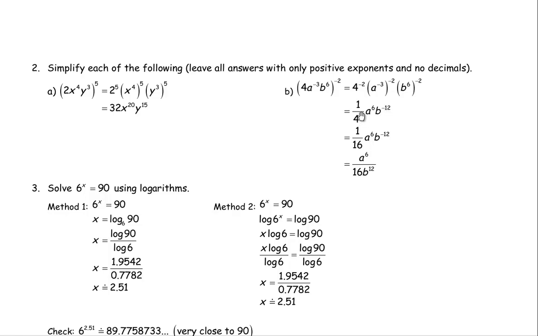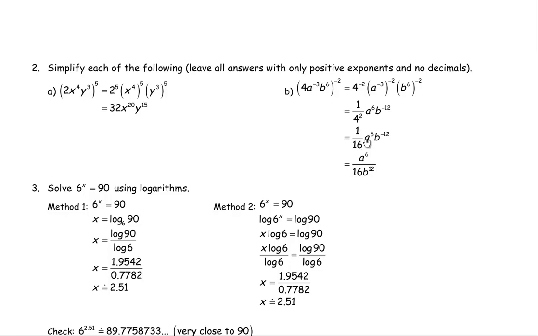Now, I should evaluate this 4 squared. 4 squared is 16, so basically 4 to the negative 2 is equal to 1 over 16. And I have a negative exponent here, but we want only positive exponents. So b to the negative 12 is the same as 1 over b to the power of positive 12. Basically, you're just bringing that down into the denominator, and the 12 becomes a positive exponent.